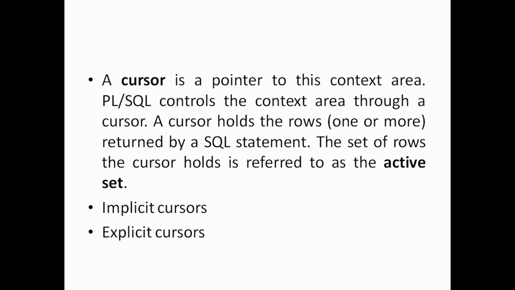Here we are going to execute some statements in DBMS. For example, an insert statement or a select statement: whatever statement you execute, at the backend it will create some memory allocations. For those memory allocations we need some parameters to point to the values in memory. That is called a pointer, and that is called a cursor. Here we have two kinds of cursors: implicit cursors and explicit cursors.